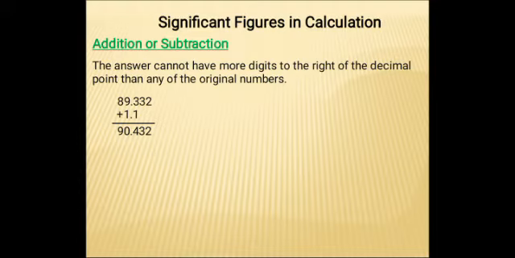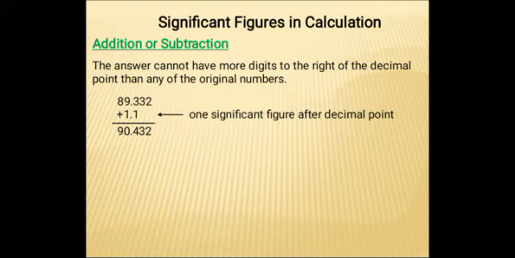So we need to convert whatever answer we first get into a form of 2 digits only. So the answer has one significant figure after the decimal point. Yes, in the lower one there is one significant figure after the decimal point. We will then ignore the upper 3. Okay, and the round off becomes 90.4.